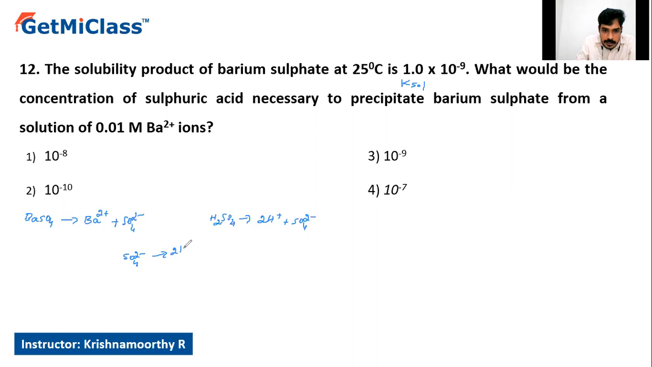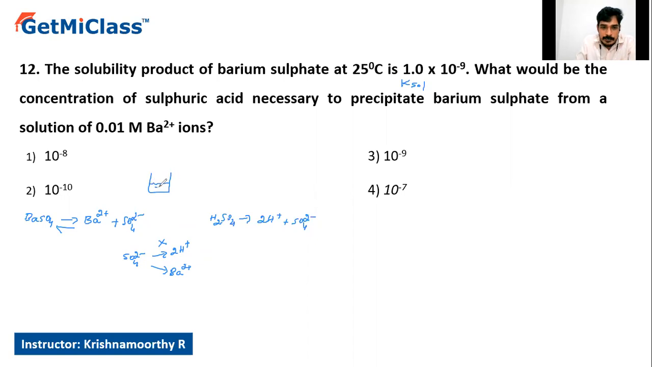SO4 2- should either combine with the H+ or combine with the barium ion. There are two possibilities for the sulfate ion. If it combines with H+ ion, you must get back sulfuric acid. If it combines with barium ion, you should get back barium sulfate. But sulfuric acid is a very strong electrolyte and dissociates completely. Therefore, this reaction is not possible. Therefore, sulfate ions forcibly react with barium ions. It gives barium sulfate back, which means the precipitation of barium sulfate takes place.